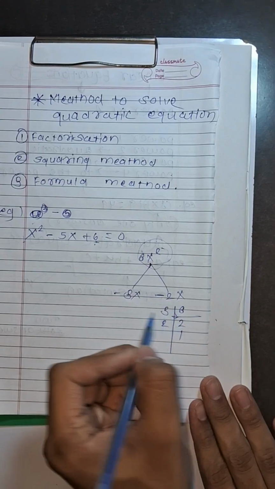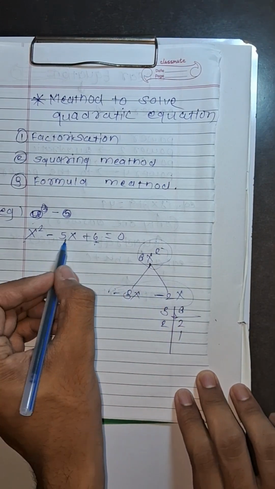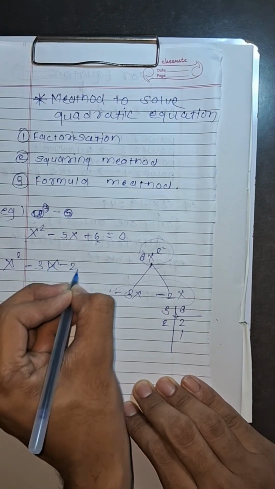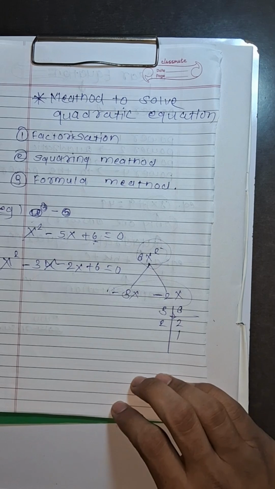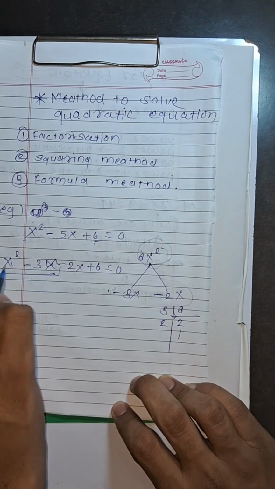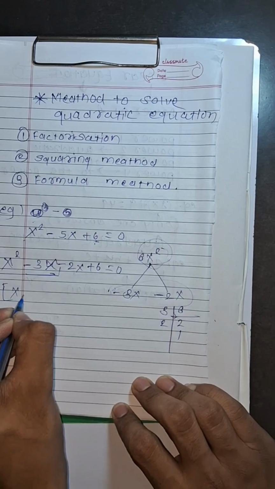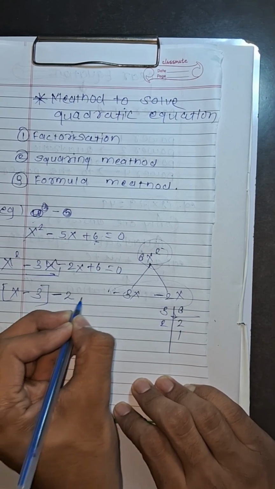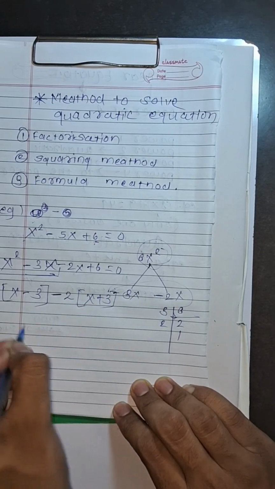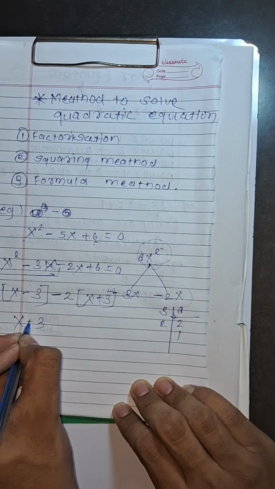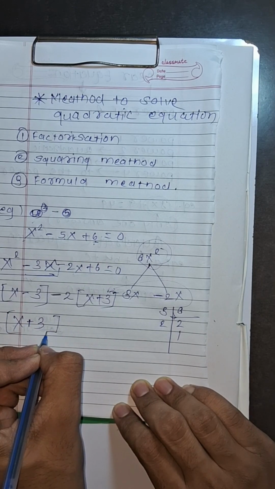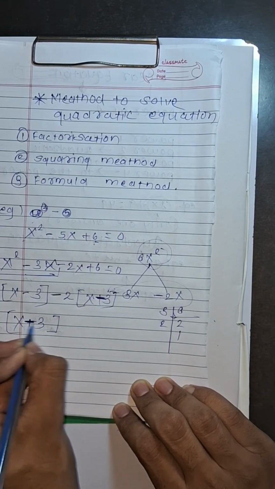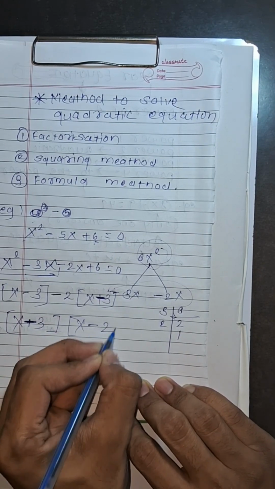So we will substitute these factors here. x square minus 3x minus 2x plus 6 is equal to 0. Now we take x common in these two terms, x minus 3. Then we take minus 2 out, x minus 3. No, sorry, I'm very sorry. So we have the factors x minus 3 and x minus 2.